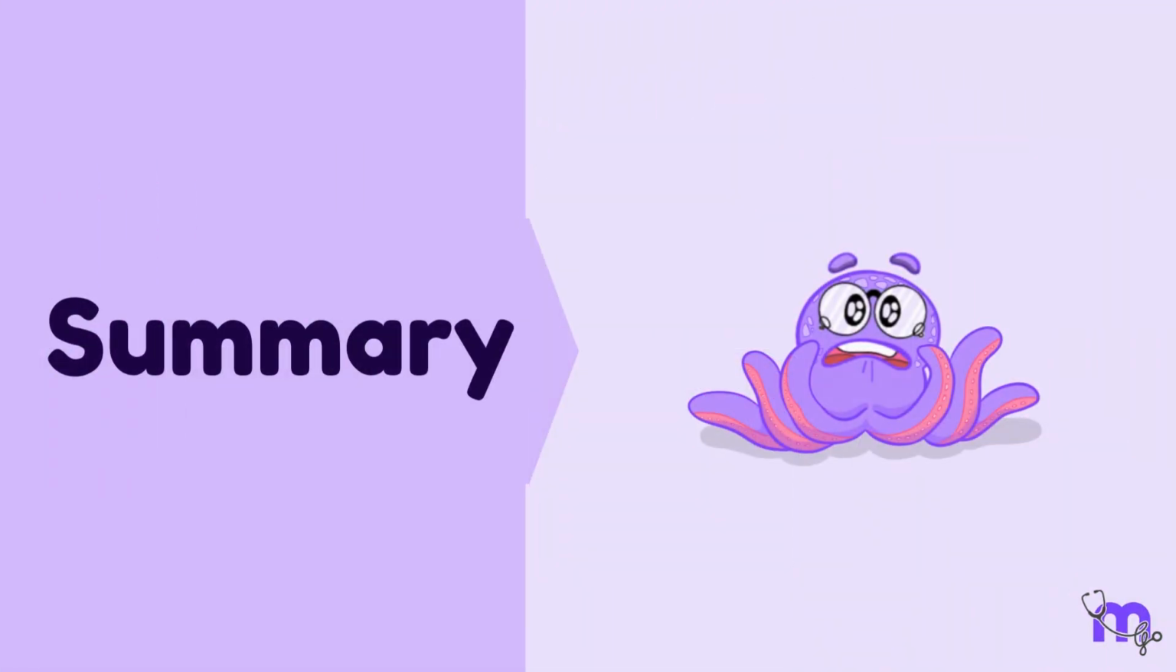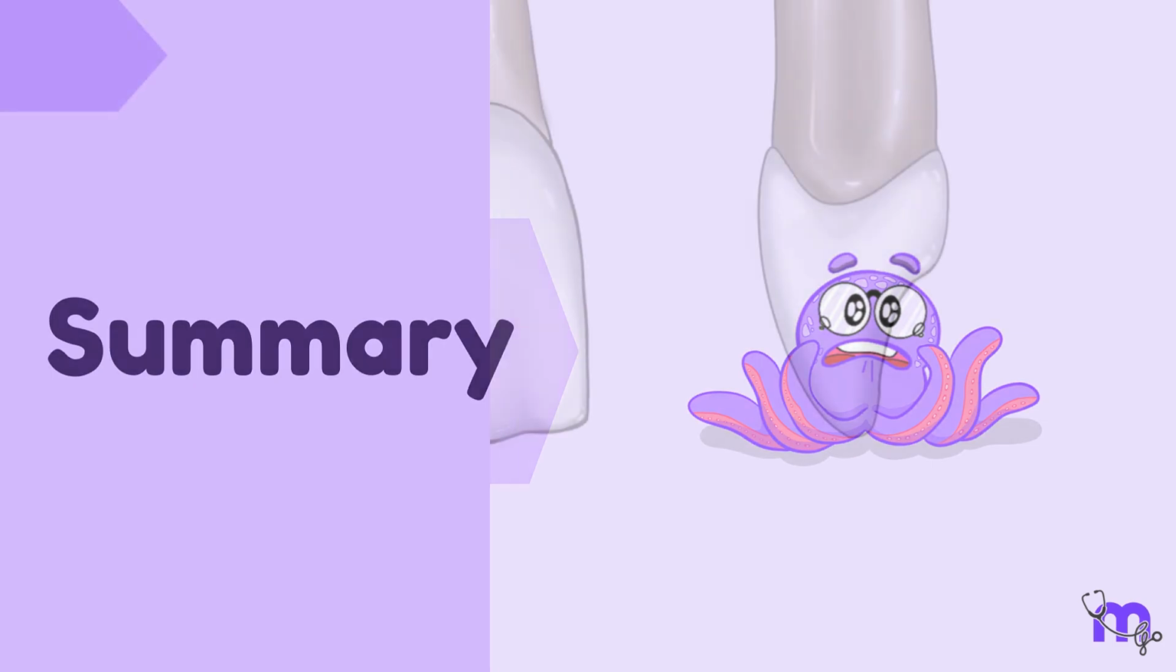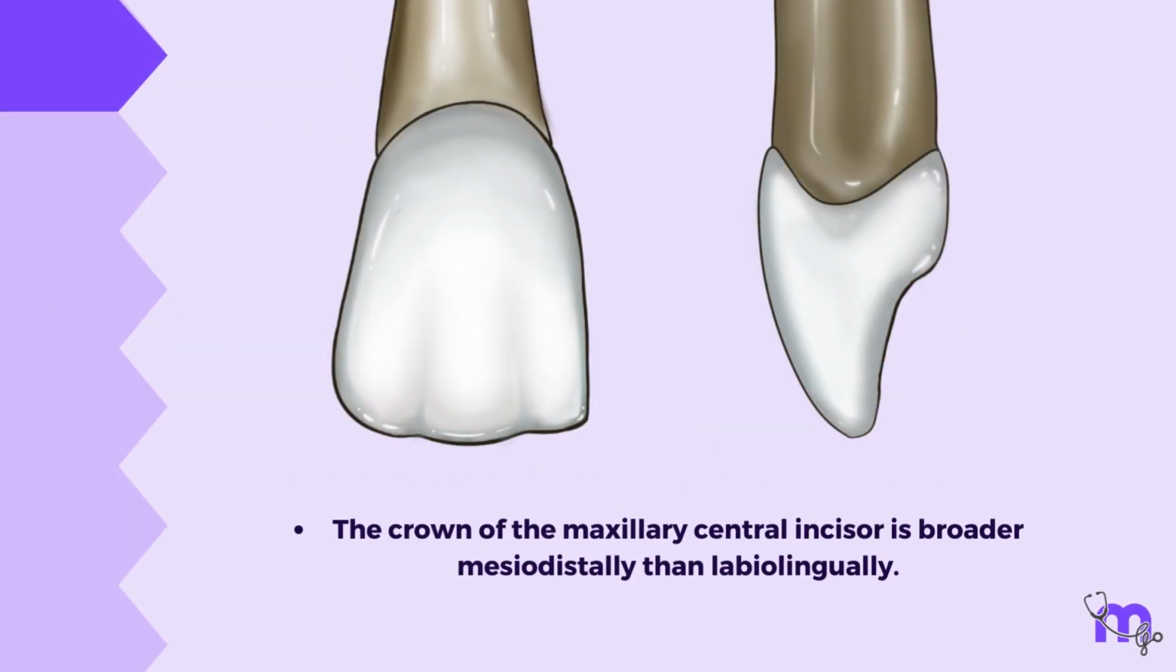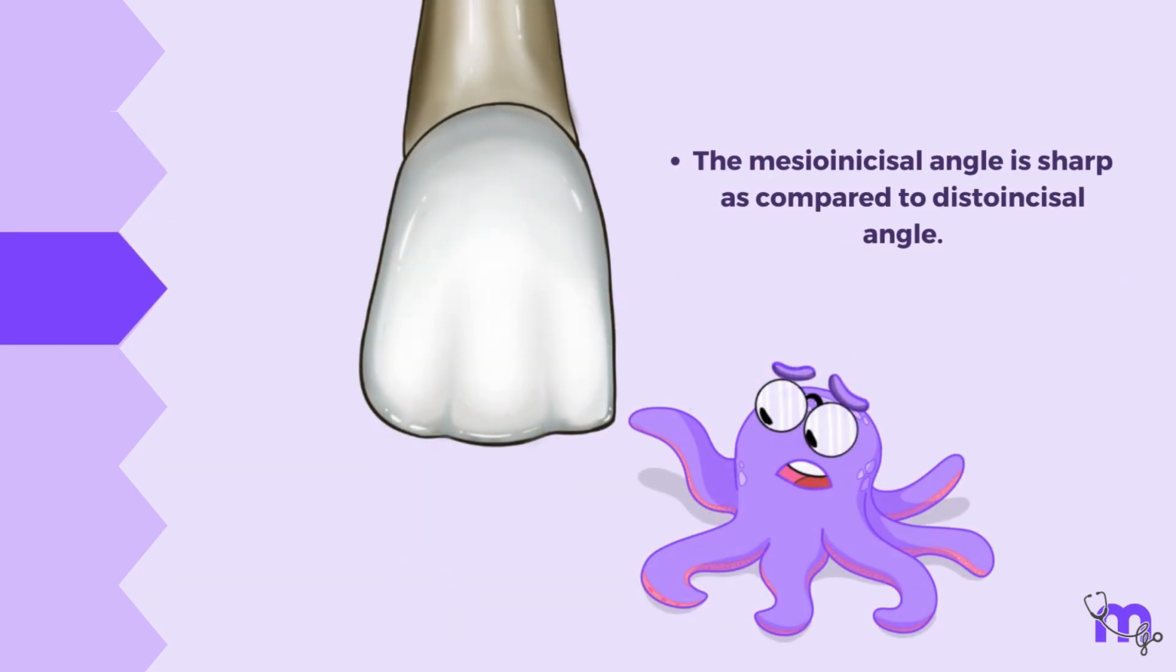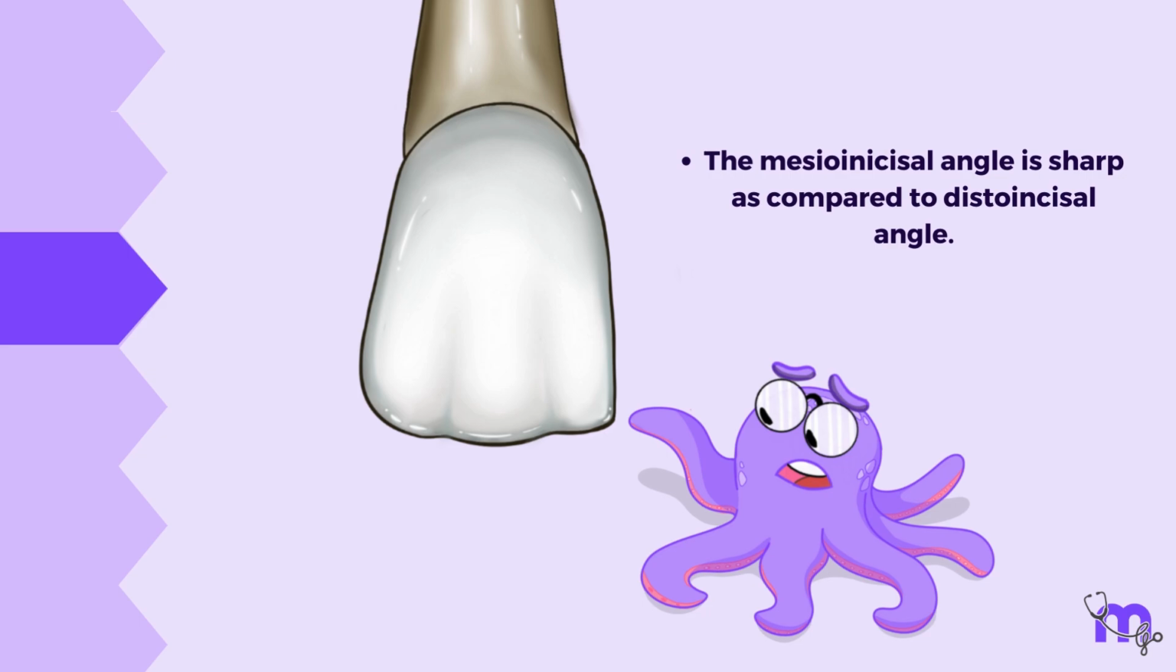That was a lot of information. Let's end this video with quick takeaway points. The crown of the maxillary central incisor is broader mesiodistally than labiolingually. The crown and the root taper lingually, making the lingual portion of the root narrower than the labial portion. The mesio-incisal angle is sharp as compared to the disto-incisal angle.